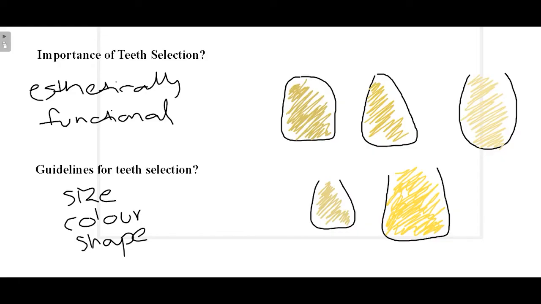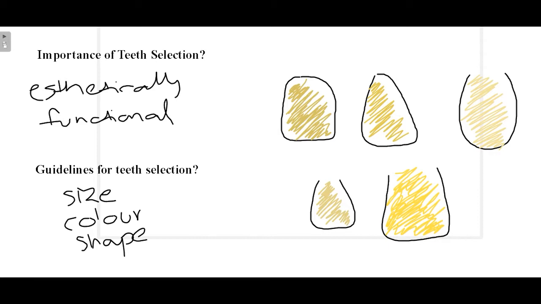So when the teeth are lost from the oral cavity, the patient visits the dentist and different options are given, dentures being one of them. After clinical examination, the patient is given certain choices regarding teeth selection. Now selection of teeth is important not only because of aesthetics, how the tooth will appear, but also functionally, that the tooth functions well in the oral cavity and carries out its respective function.